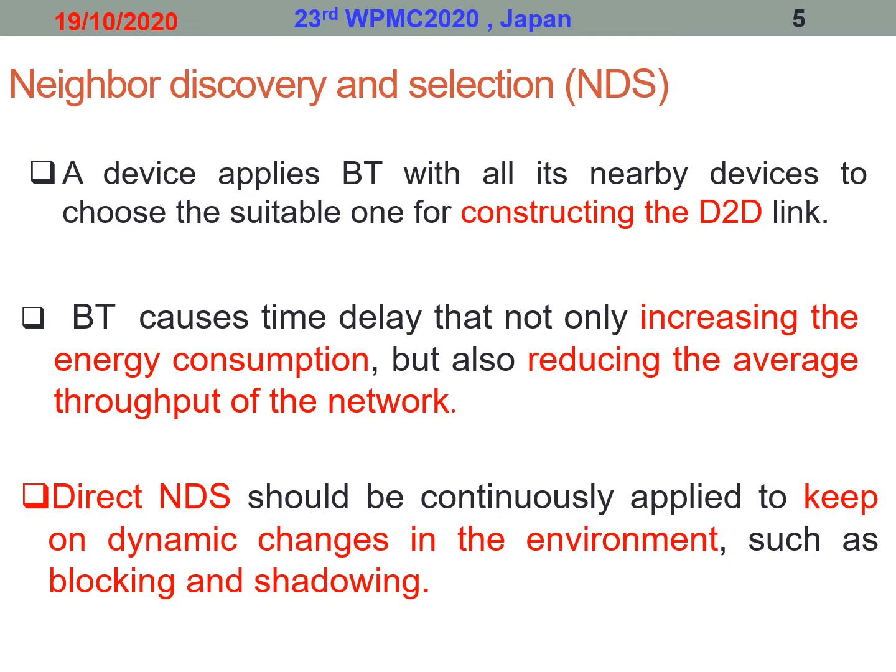Also, the process of neighbor discovery and selection should be continuously applied to keep up with dynamic changes in the environment, like blocking and shadowing. Also, previous work doesn't simulate the real network scenario where the device's remaining battery percentage should be considered. Low battery devices prefer to keep their usage for main calls, primary usage only, not for forwarding data for the sake of other devices, which is the secondary job.